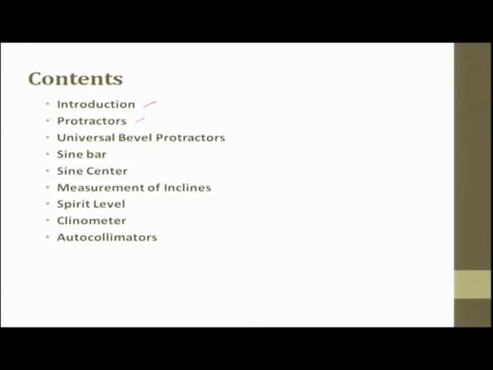So in this topic, we will first see the introduction, then protractors, which we use right from school age and which are still used. Then we will see the universal bevel protractor, sine bar, sine center, measurement of inclines, spirit level, which is commonly used, clinometer, and finally the autocollimator. Autocollimators are used for measuring precise angles on a flat surface. Once I know the angle, the degrees can be converted into distance, into microns, and you can report the results.